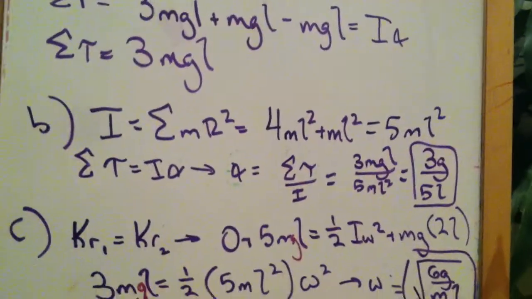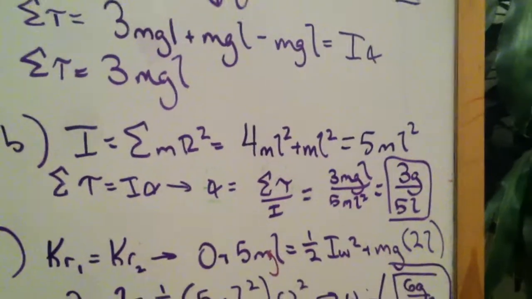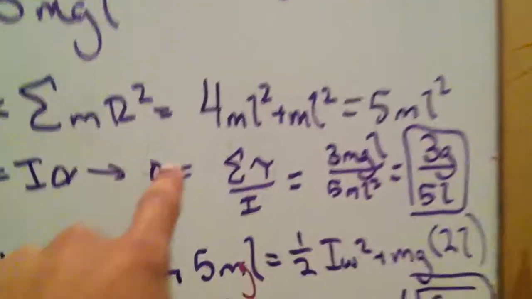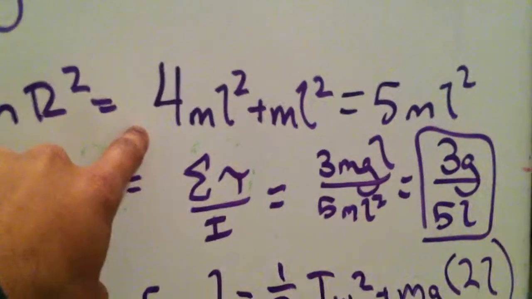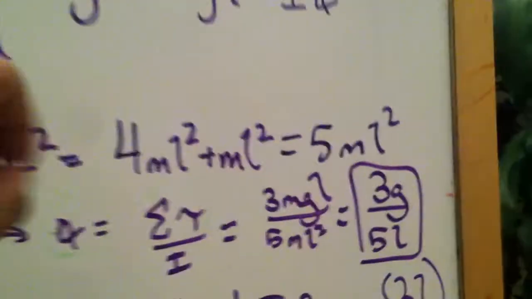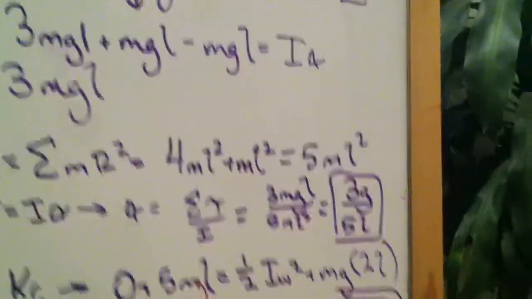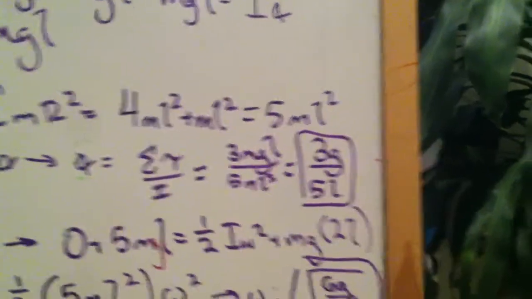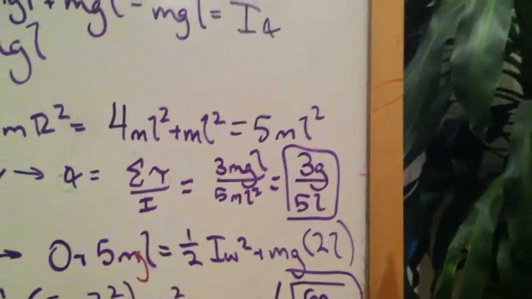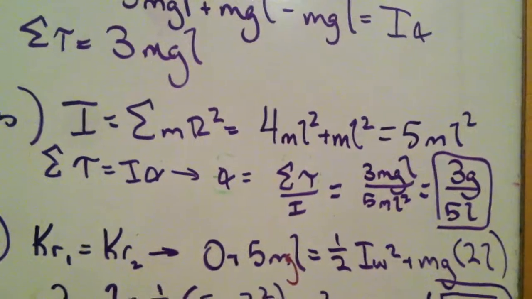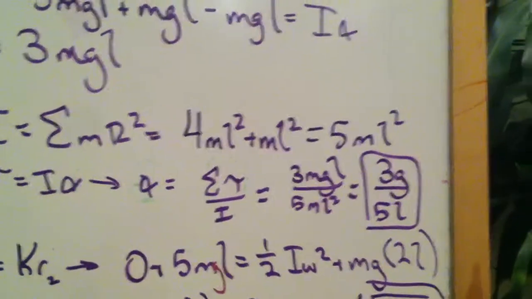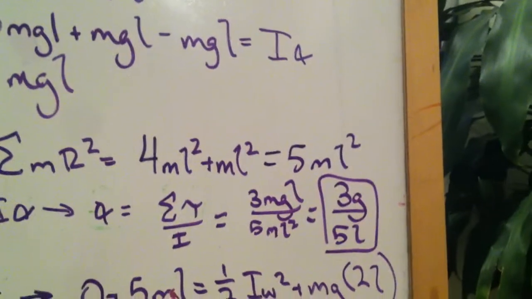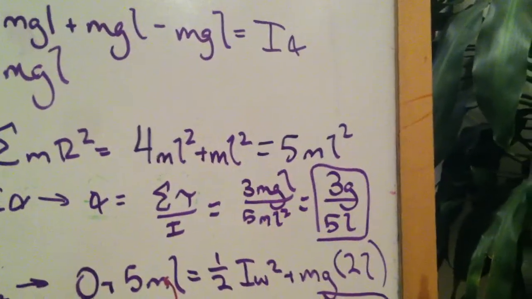Part B asks for the angular acceleration. So first I found the moment of inertia of the system. This equation right here, 4mL squared, is just the moment of inertia of the left sphere plus the moment of inertia of the ladybug, both of which are considered point masses in this problem. So that's 3mL squared for the ladybug and mL squared for the left sphere. Since they're point masses, the moment of inertia is just mr squared, and r in this case is just L. And then we have the right sphere, which is just mL squared again. So the total inertia is 5mL squared.